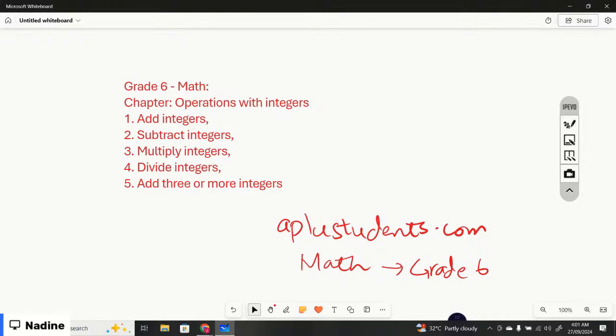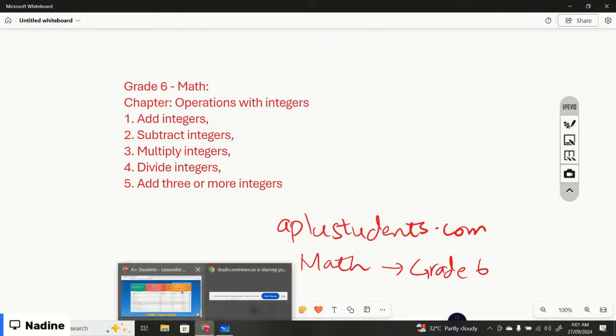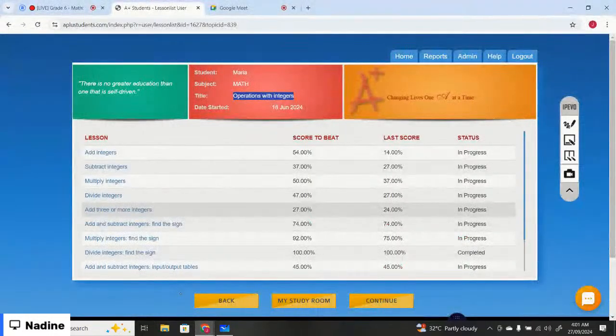The lesson we're going to start with is operations with integers. The lessons we're going to cover today are add integers, subtract integers, multiply integers, and divide integers, right? So please make sure you have your notebook and pencil so that you can note down the important examples and definitions as well. Let's just start with the first lesson, that is add integers.